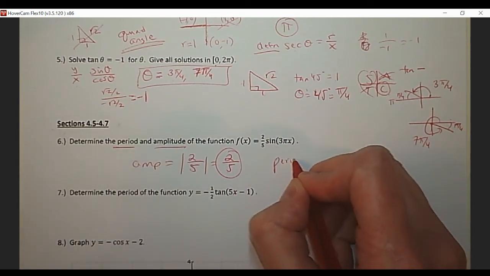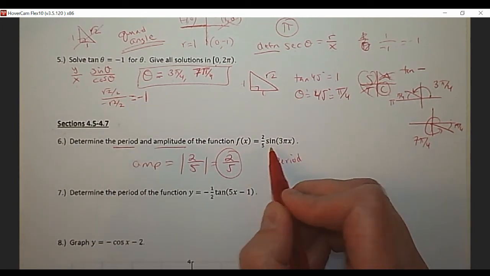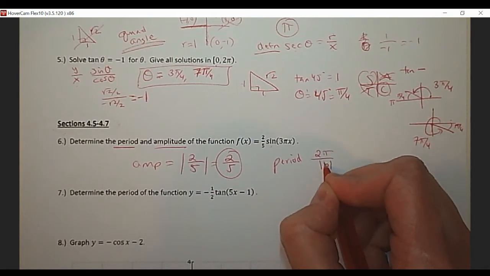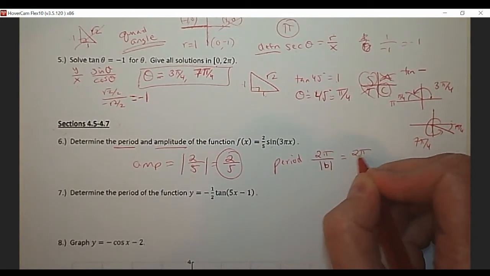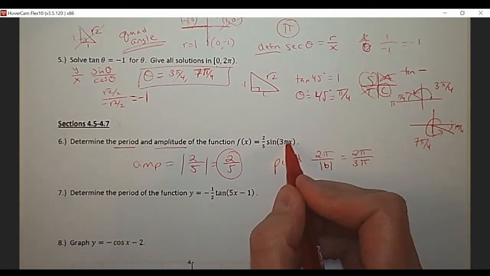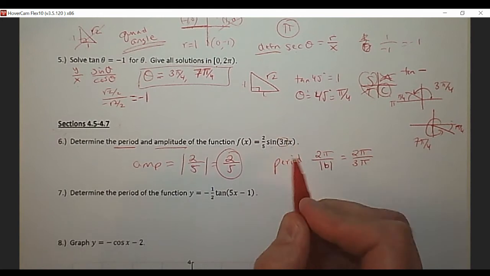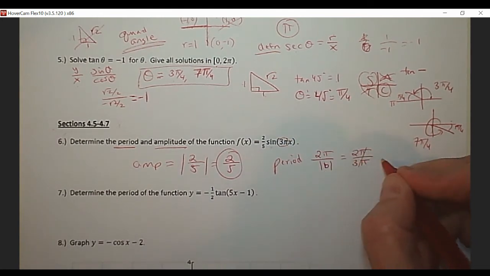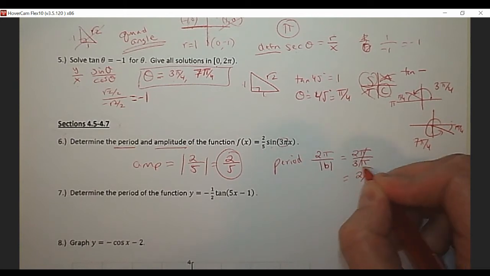For the period of sine or cosine or secant or cosecant, it's 2 pi over the absolute value of b. We're never really going to have a negative b, so if you just want to do 2 pi over b, that's fine. The b here is the coefficient of x. So the b here is 3 pi. If I put 2 pi over 3 pi, the pi's reduce, and we just get 2/3 as our answer.